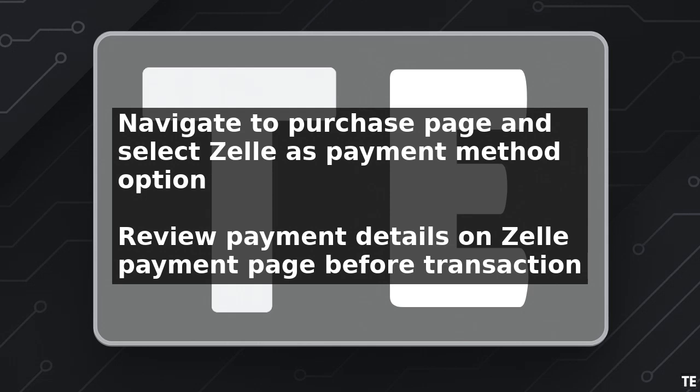To do this, navigate to the Purchase or Checkout page and select Zelle as your payment method. You will be redirected to the Zelle payment page where you can review the payment details and confirm the transaction.